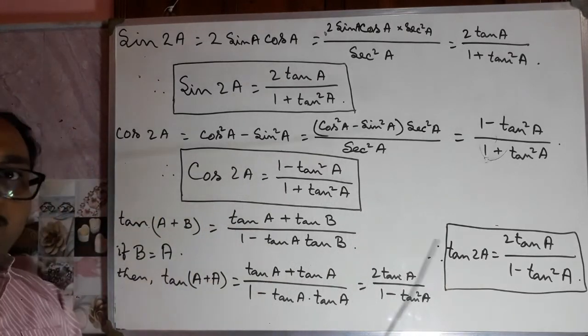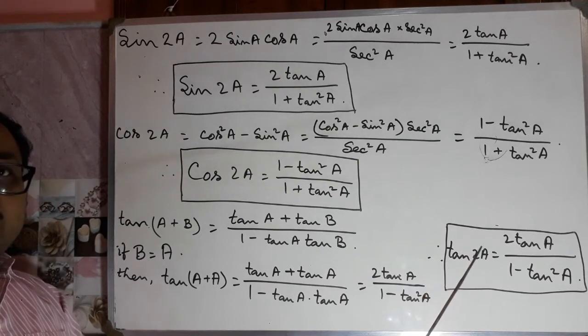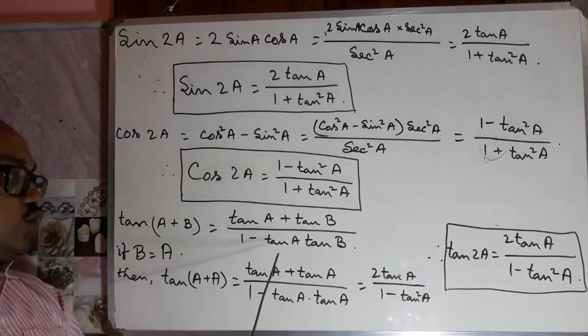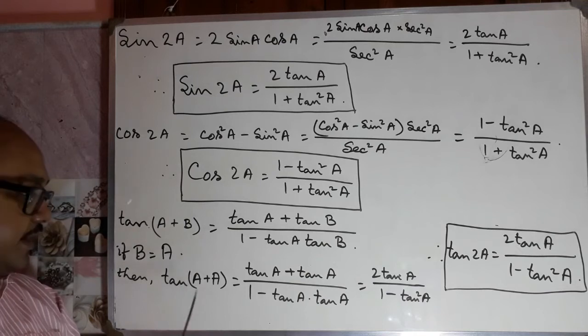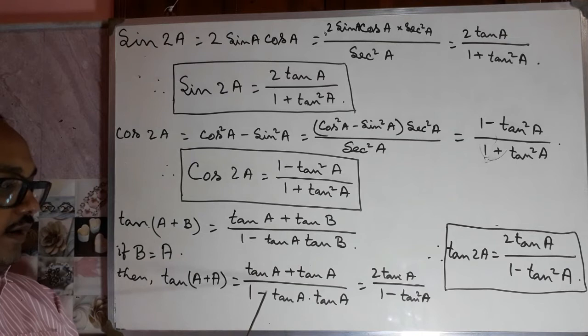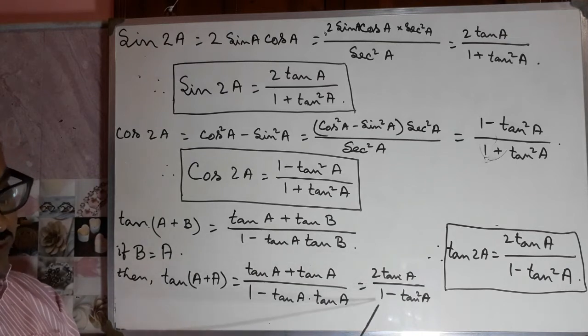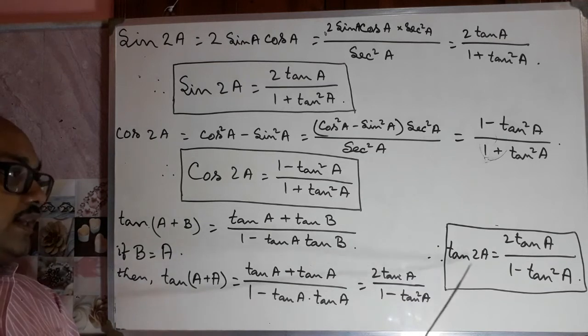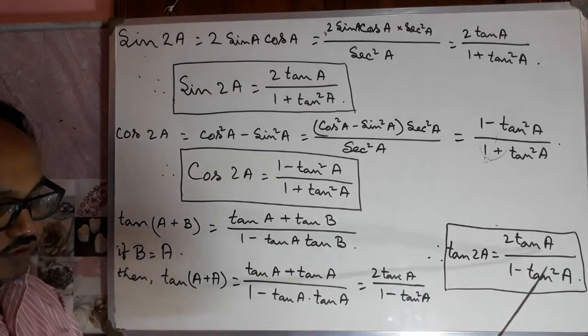Now the formula of tan 2a. What do we know? What is tan(a plus b)? Tan(a plus b) means tan a plus tan b by 1 minus tan a tan b. So if this angle b is replaced by a, what will we get? Tan(a plus a), that is tan a plus tan a by 1 minus tan a into tan a, that is 2 tan a by 1 minus tan square a. So tan 2a is equal to 2 tan a by 1 minus tan square a.